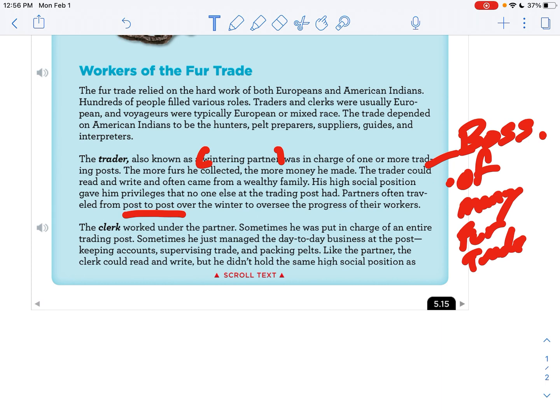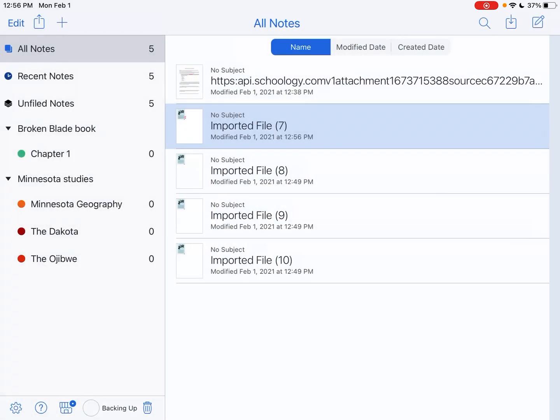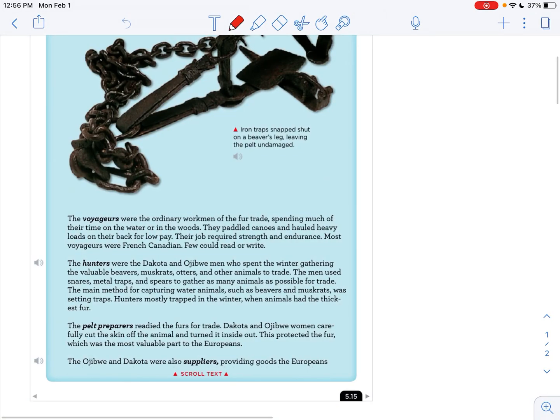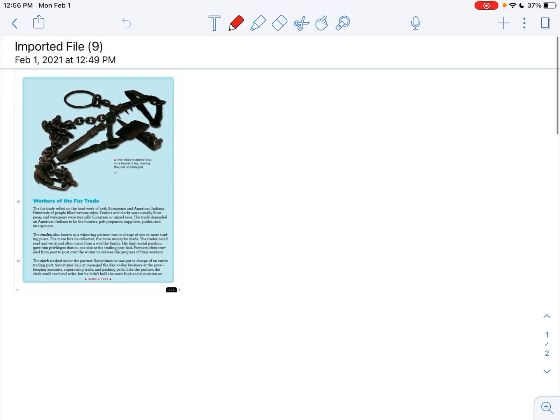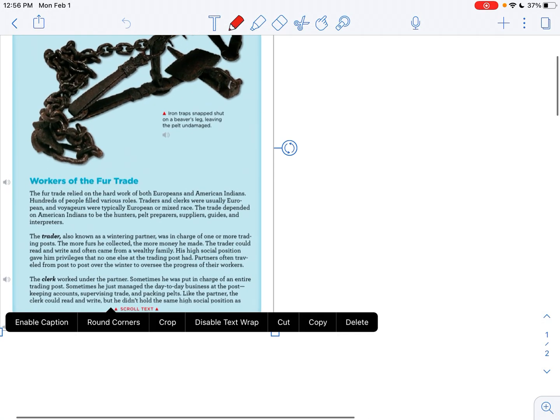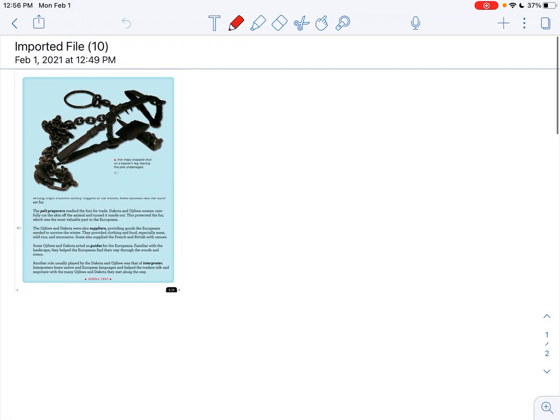Like the partner, the clerk could read and write. This is important. He could read and write, but he didn't have the same high social position that the trader did. Okay? So he wasn't as important as the trader.